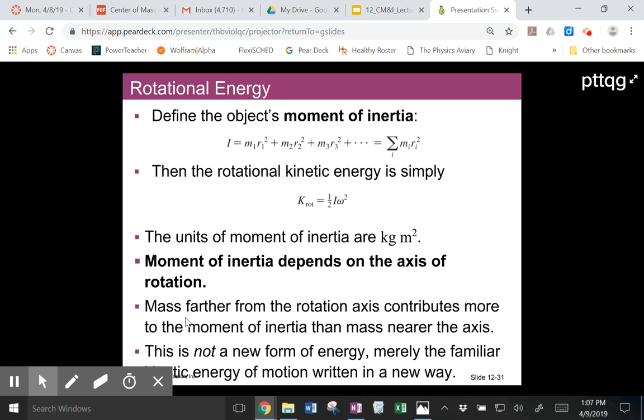Question, Mark? So moment of inertia, it's like resistance to changes in rotation. Kind of like you can think of mass as being a resistance to a change in motion. Something that's more massive, it's going to be harder to get it moving and harder to slow it down. So for something with a large moment of inertia, it's harder to get it rotating, but then it's harder to stop it rotating once it's going.